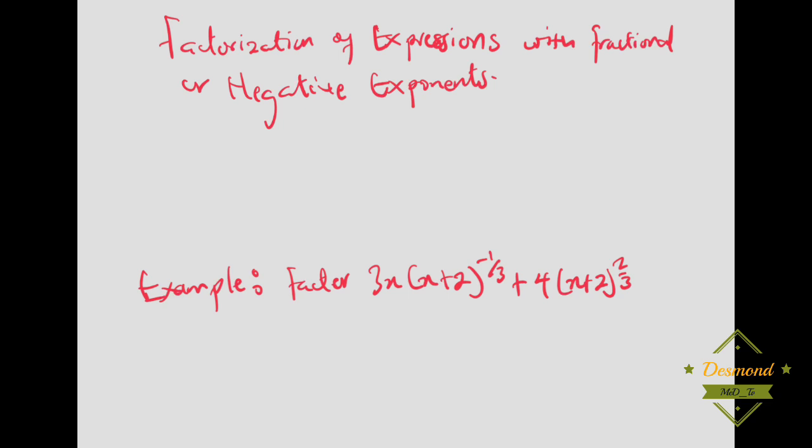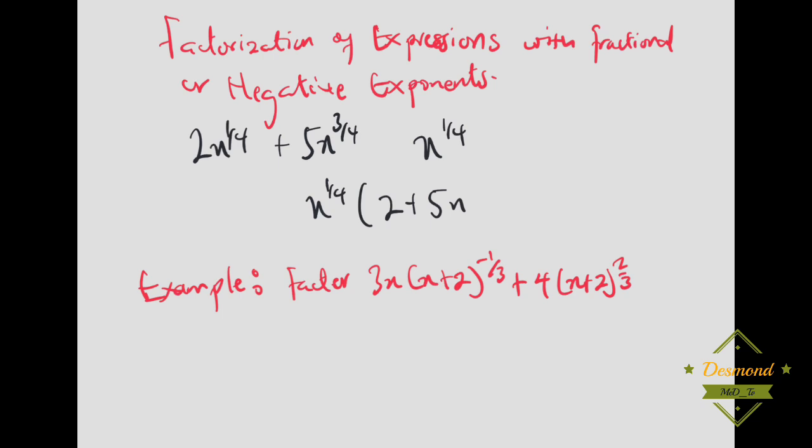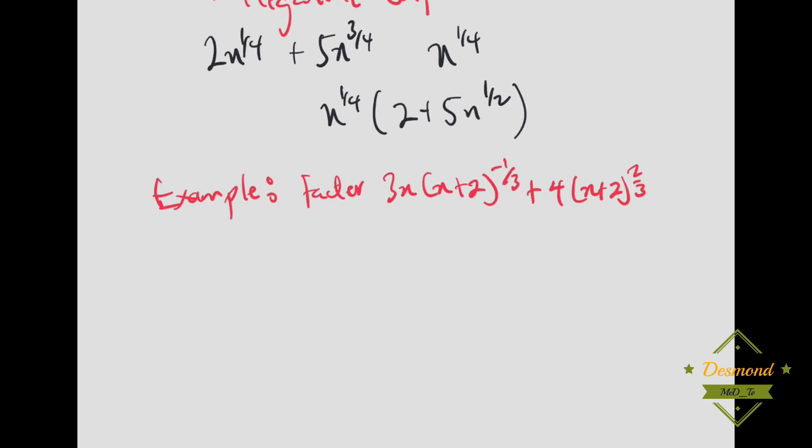For instance, if you have 2x exponent 1/4 plus 5x exponent 3/4, this can be factored by pulling out x exponent 1/4 because that's the lowest exponent, and it can be written as x exponent 1/4 multiplying 2 plus 5x exponent 1/2. Very simple. Just pull it out, right? Now let's take an example here and see how it works.